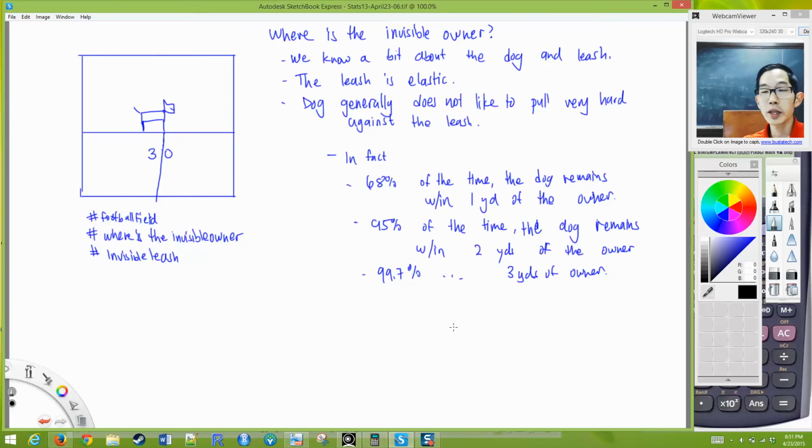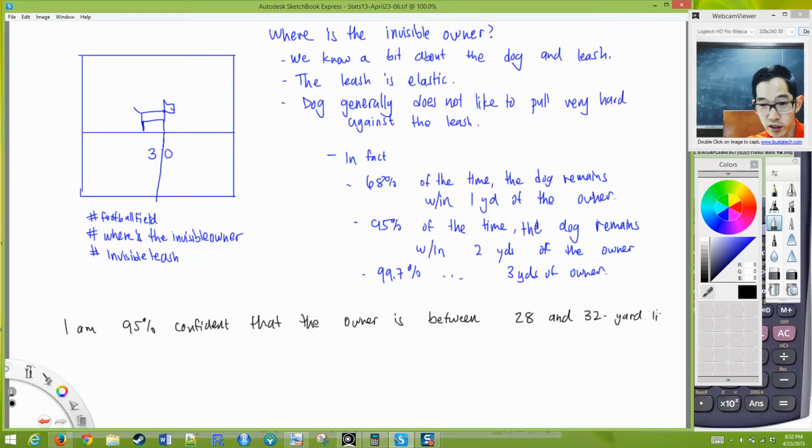But we can make little statements like, we can't be certain about where the owner is, okay? You know, he's invisible, right? We can't be certain, but we can say, well, I know that the dog is at the 30-yard line, and I know these behaviors about the dog, so that I can say something like, I am 95% confident that the owner is between 28 and 32 yard lines. Does that make sense? So we can say I'm 95% confident that the owner is between 28 and 32.